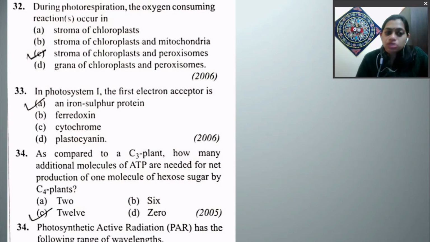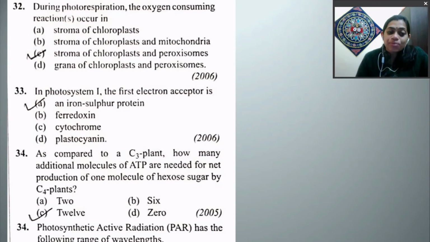Next is, in photosystem 1, the first electron acceptor is an iron sulfur protein. So here we are talking about photosystem 1. यहाँ पे जो first electron acceptor होता है electron transport chain में, that is an iron sulfur protein.